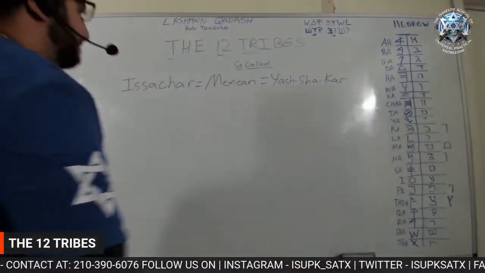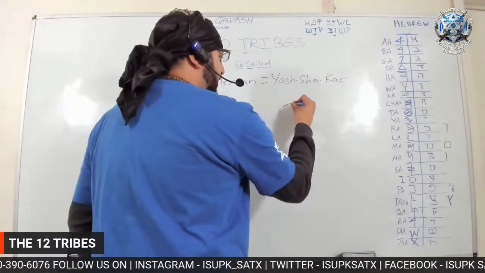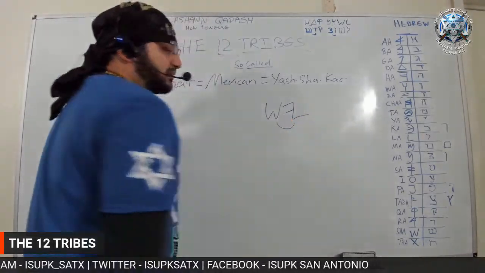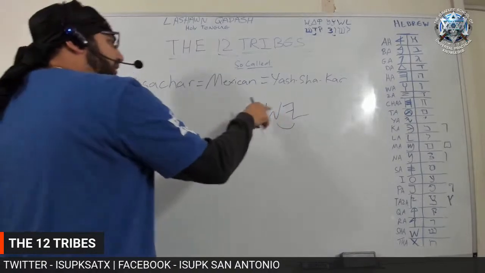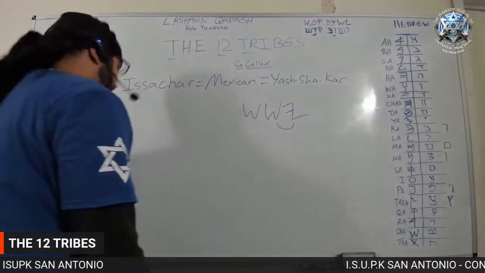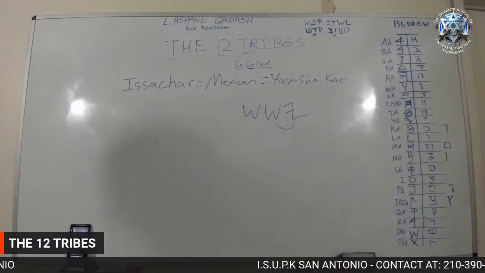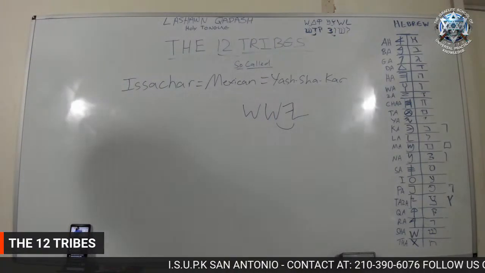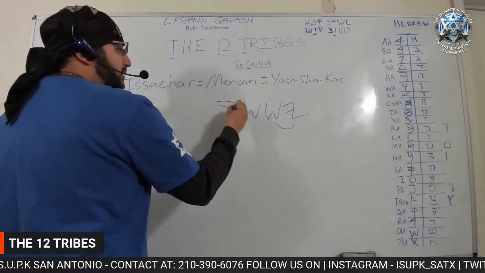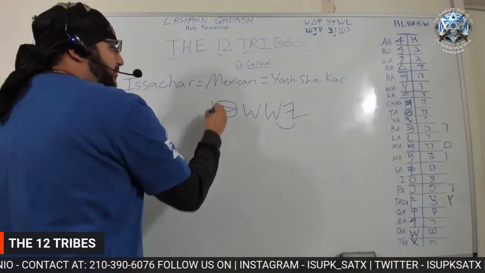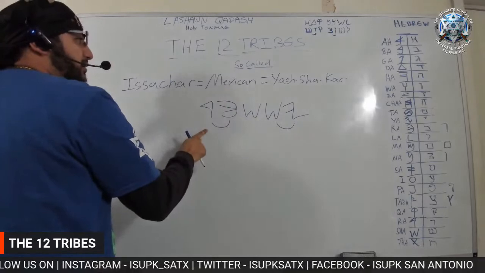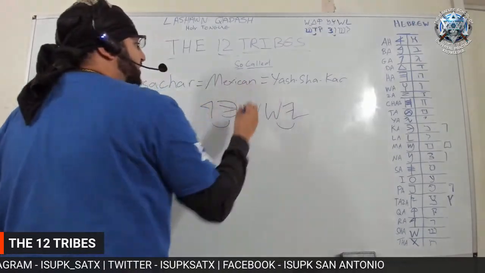Yashakar. Now this one's a bit tricky because you got the Ya, and then you have the Shah. Yash. But aside from that sh at the end, the Yash, you also have a Shah by itself. Yash, Shah. Okay. Then you have the Ka, and then you finally have the Ra. Yashakar, which means he is hired.